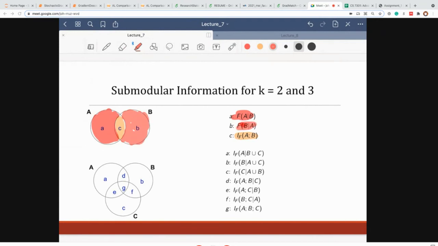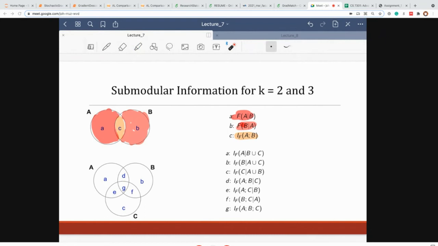Okay, so you have three concepts over here. One is f of A given B. The second is basically f of A comma B, and the third is f of B given A.